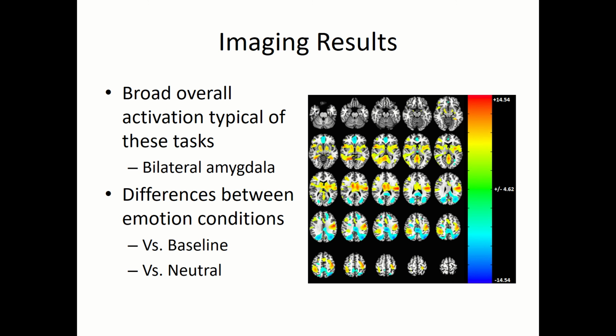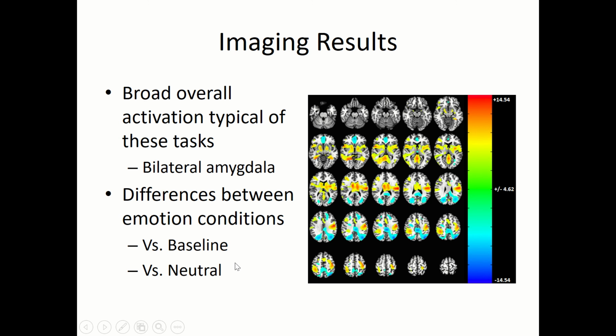So when we just look at what this task does, there's pretty broad overall activation, which is common to tasks like this or the Hariri task. You get a lot of areas. Importantly, there was bilateral amygdala activation. And there were differences between different emotional conditions. They saw happy faces, fear faces, sad faces, and angry faces. And there were differences between those emotions, also against baseline and neutral.